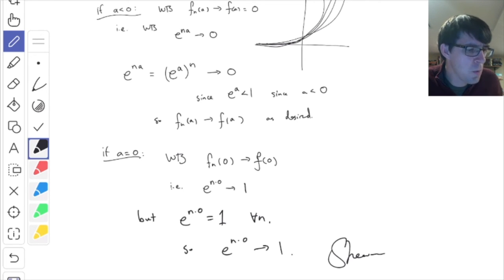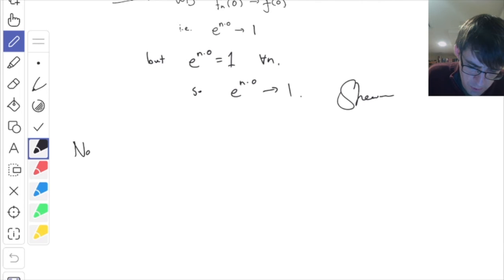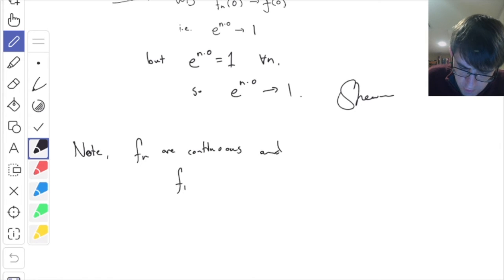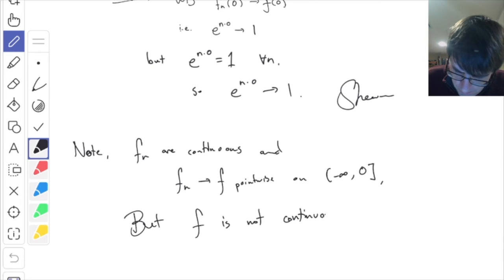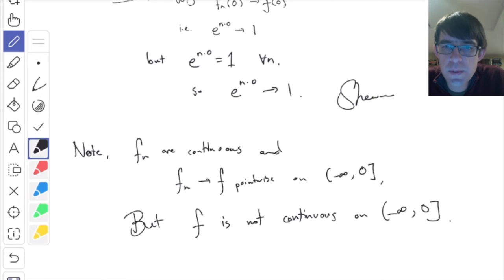All right. So this is a weird example in that, and I mentioned this before, but I just want to note, Fn are all continuous, and Fn converges to f pointwise on this set, minus infinity to 0, but f is not continuous on minus infinity to 0. So it is possible that you have continuous things and what they converge to is not continuous, even on the same domain. This is regarded as kind of weird and undesirable.